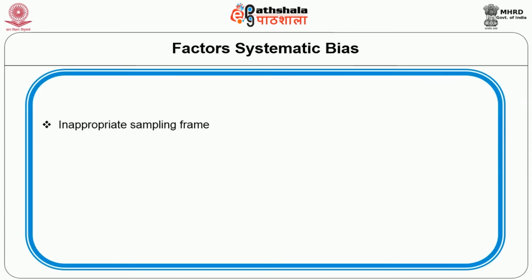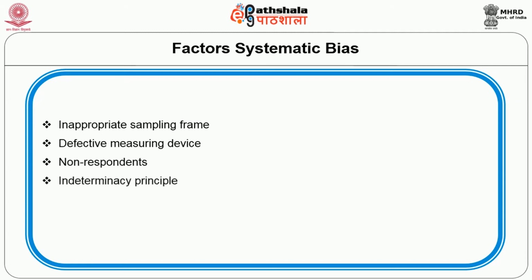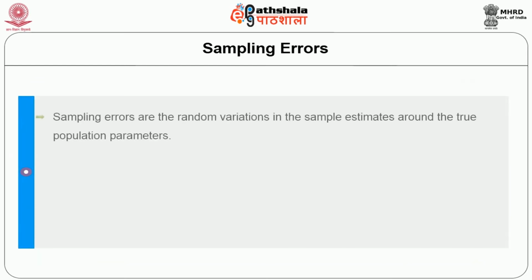understand it. Usually, a systematic bias is the result of one or more of the following factors: inappropriate sampling frame, defective measuring device, non-respondent, indeterminacy principle, natural bias in the reporting of data.